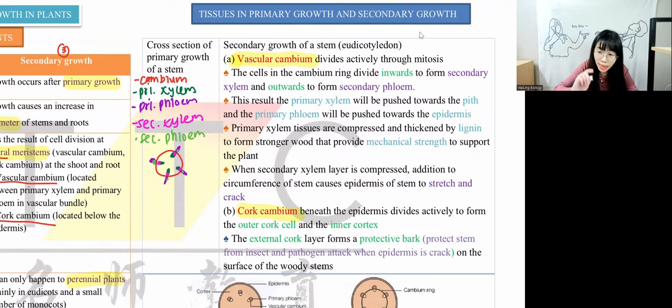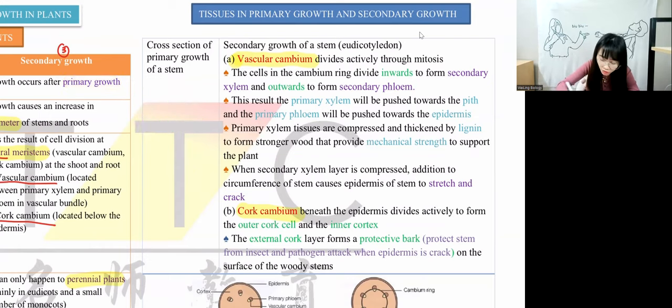Okay, we're going to start again. But right now, it's your turn to tell me the answer, yeah? So first, we start with this thing called cambium.